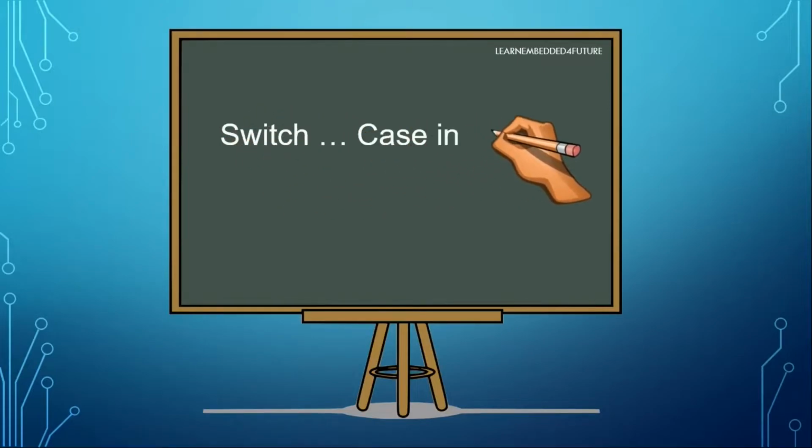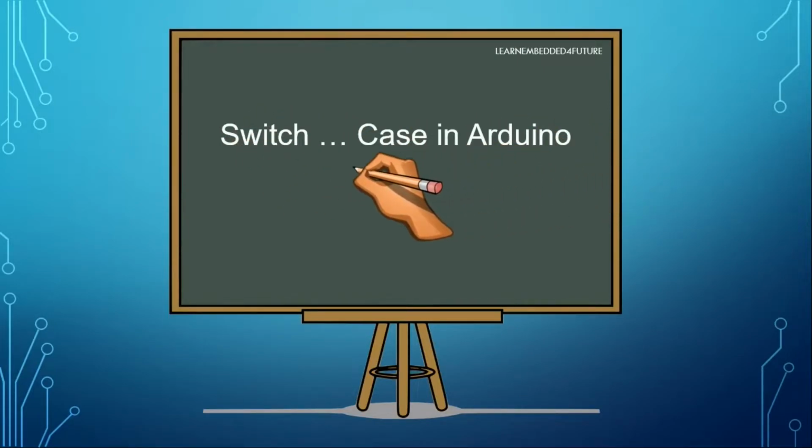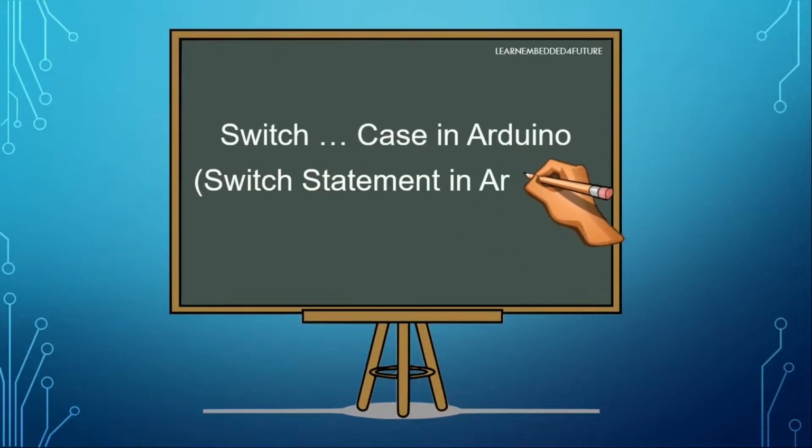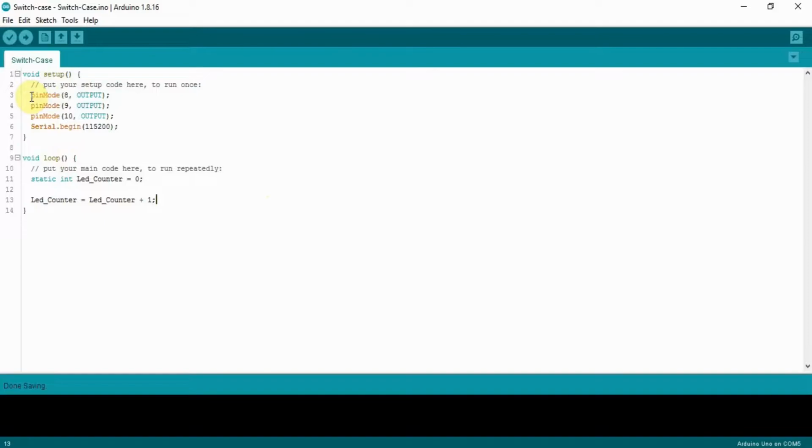Hello friends, in this video we are going to learn how a switch case can be used in programming Arduino. Let's start an example in Arduino IDE. I set the mode of pin 8, 9 and 10 to output and begin serial monitor in the setup function.